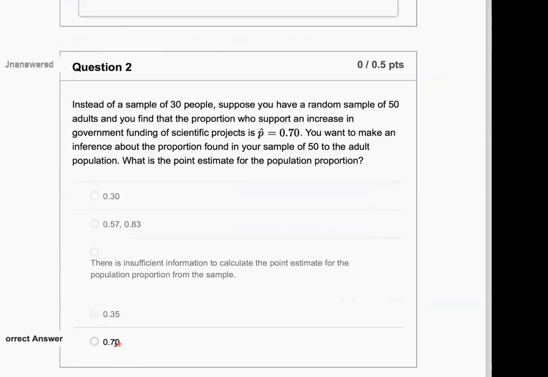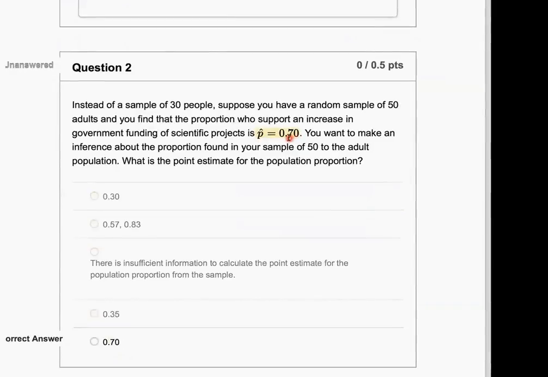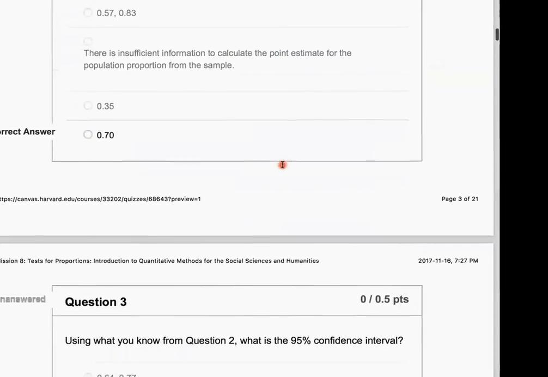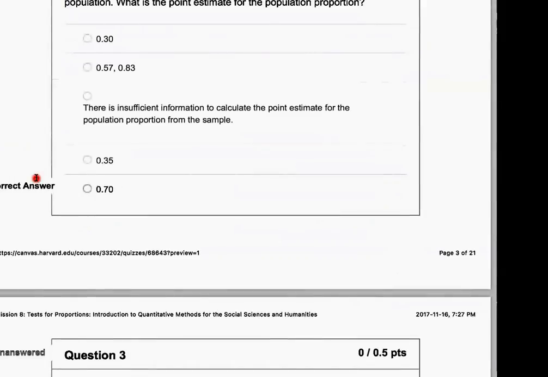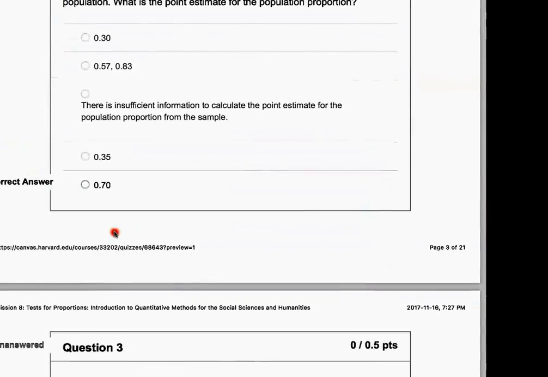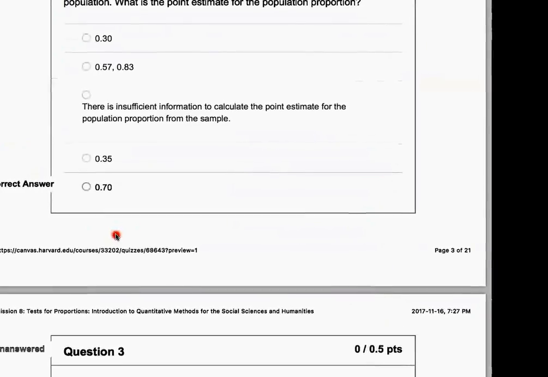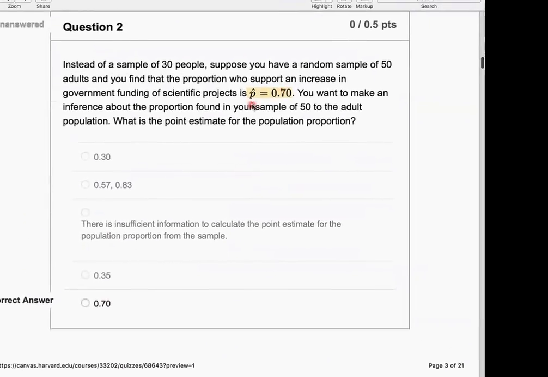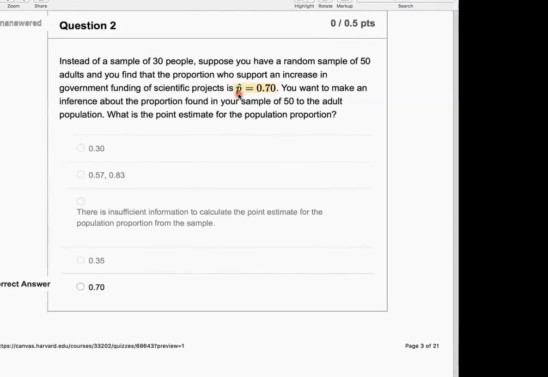Well, it's pretty simple here. Remember that we were going to make the assumption that our population parameter is going to equal p hat, and it looks like we didn't write an answer there, but just remember that in this case, the point estimate is simply the sample proportion of 0.70. This is our best guess at the population proportion without additional information. So without additional information, you can safely assume that p hat will equal p in expectation.